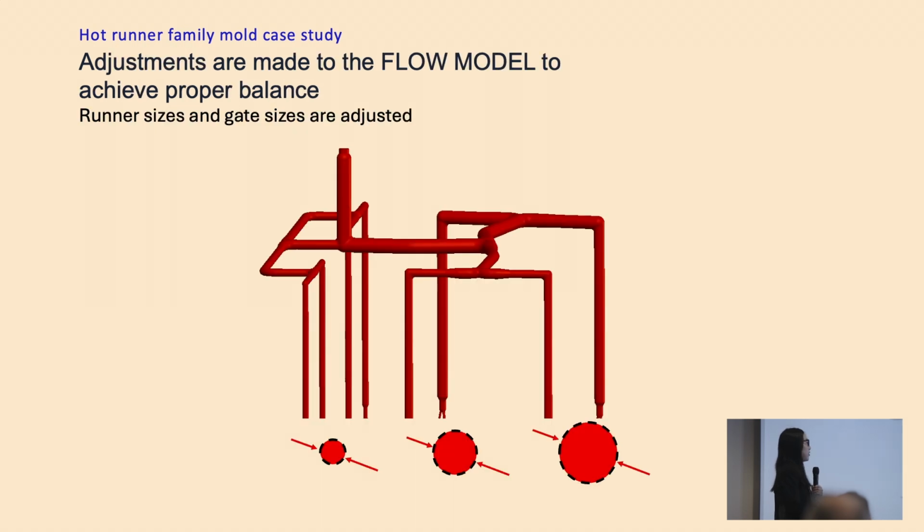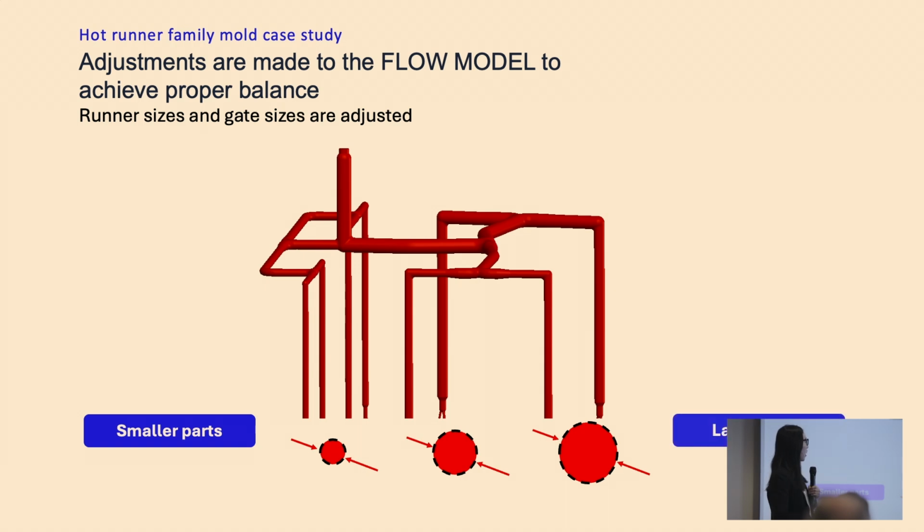So then how can we solve this problem? It's quite intuitive. If you have a bit of experience in injection molding, and all the tool engineers may know, we can modify the runner size and the gate size. For the smaller parts, we can reduce the runner and gate diameter. For the larger parts, we can increase the runner and gate diameters. But how should we optimize, and what are the optimal diameters that we should use?